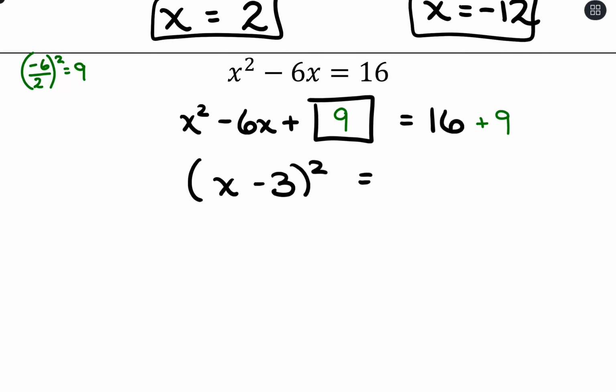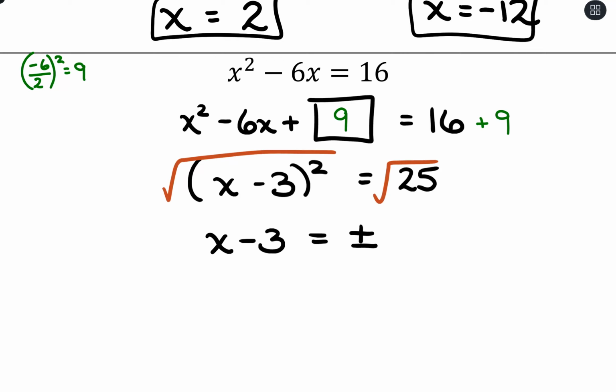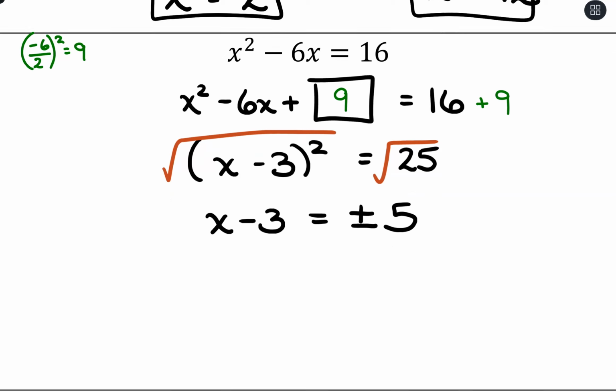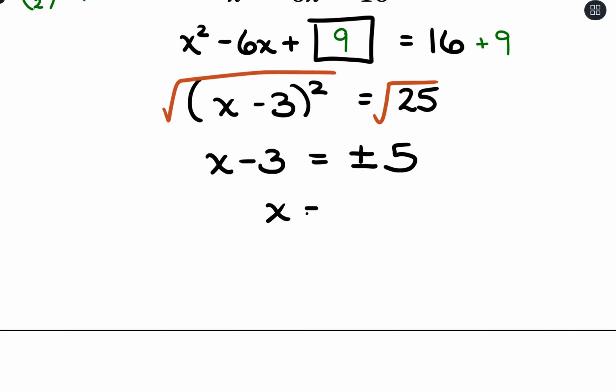Again, if you're not sure of the number that shows up in the factored form, you're just looking at the inside of the parentheses there. So negative 6 divided by 2 gives us that negative 3. 16 plus 9 is 25. Let's take the square roots. So we're left with x minus 3 equals plus or minus the square root of 25, which is 5. So x is equal to adding 3 to both sides, so we'll have 3 plus or minus 5.